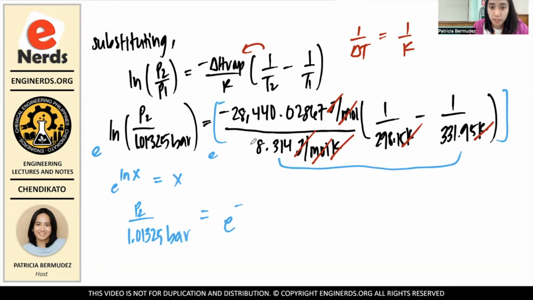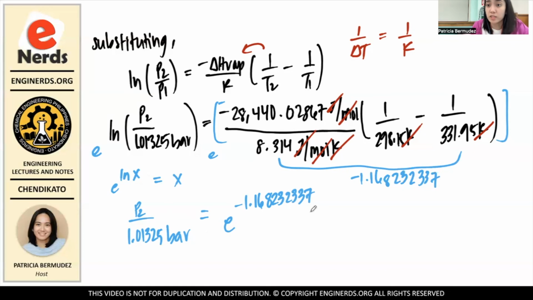This is the exponent of E. The bracketed part is equivalent to negative 1.168232337. And because we canceled all the units, this is unitless, and this is the exponent of your E. Let's transpose it here. It'll be E raised to negative 1.168232337. To isolate P2, we just transpose to the other side.